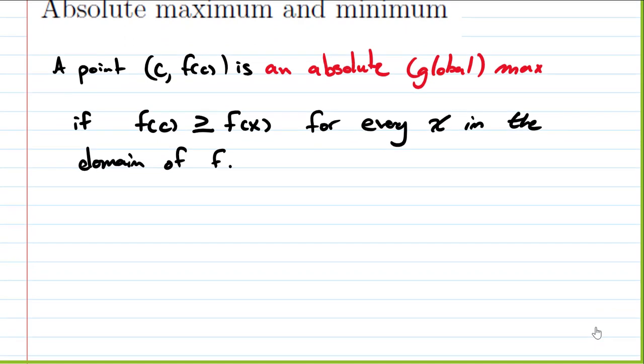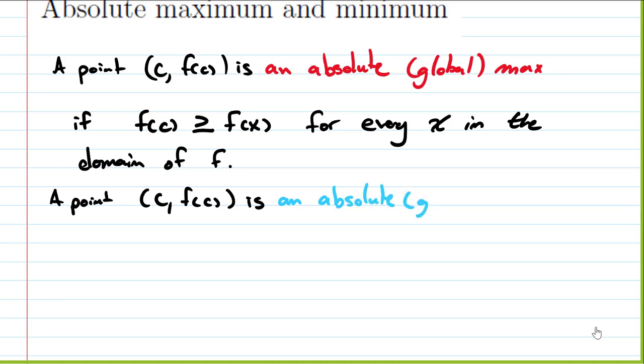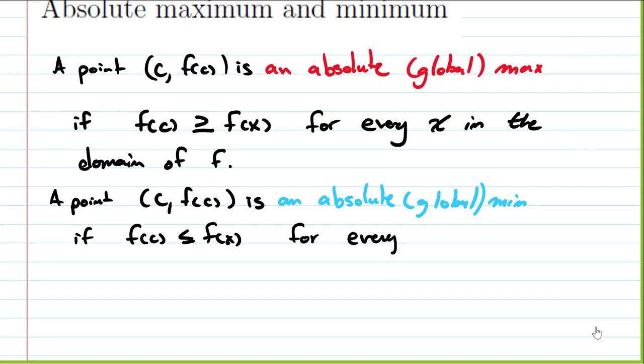And similarly, a point C, f of C is an absolute or global min if f of C is less than or equal to f of x for every x in the domain of f.